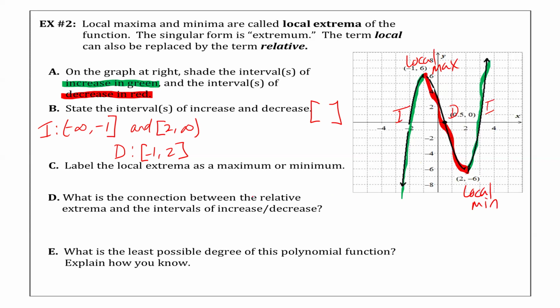Okay. When you're writing where your locals are, you use the X value only, unless it asks for the value, then you identify where it's located. So we have a local max at X equals what?